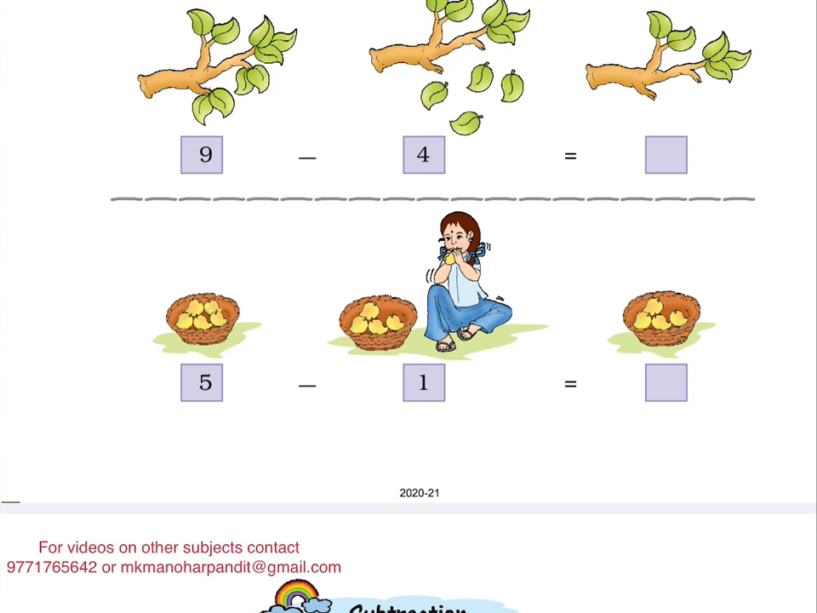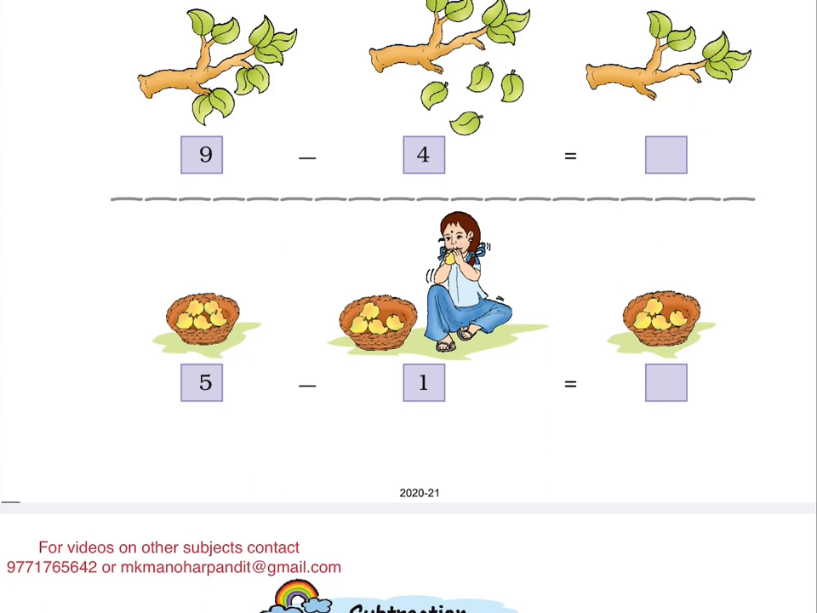Number 5 is written in a box below the picture. In Picture 2, a girl is eating 1 mango. Number 1 is written in a box below. Picture 3 shows 4 mangoes in a basket. The writing space below the picture is empty.